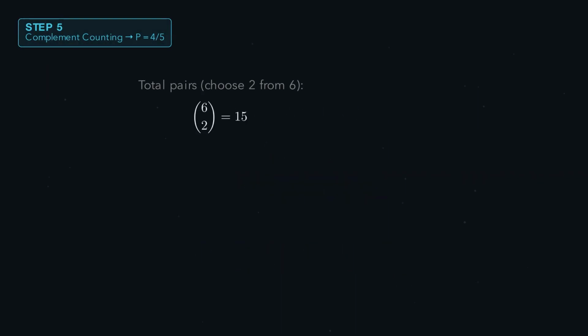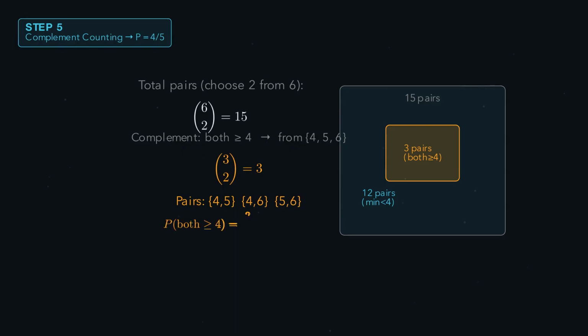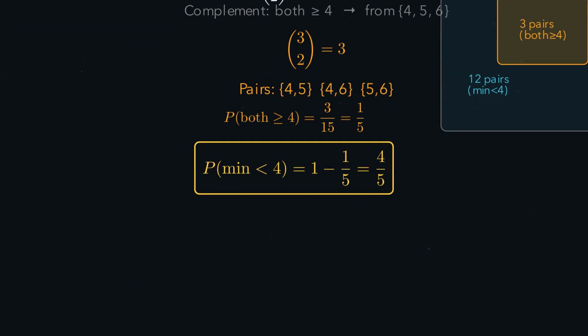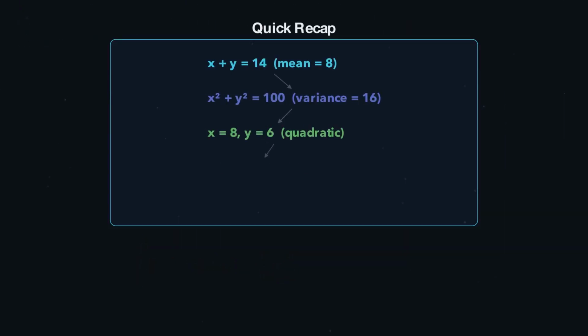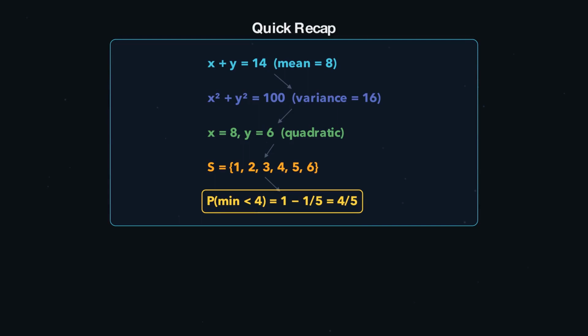Now the probability. We want the smaller of 2 chosen numbers to be less than 4. Instead of counting all pairs where this holds, let's use the complement. The complement is both chosen numbers are 4 or more. Only 3 numbers in our set qualify, 4, 5, and 6.